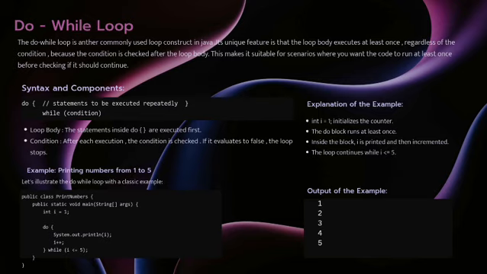Let's look into the example given. I initialize the counter. The do block runs the code at least once and here the loop continues while i is less than or equal to 5.